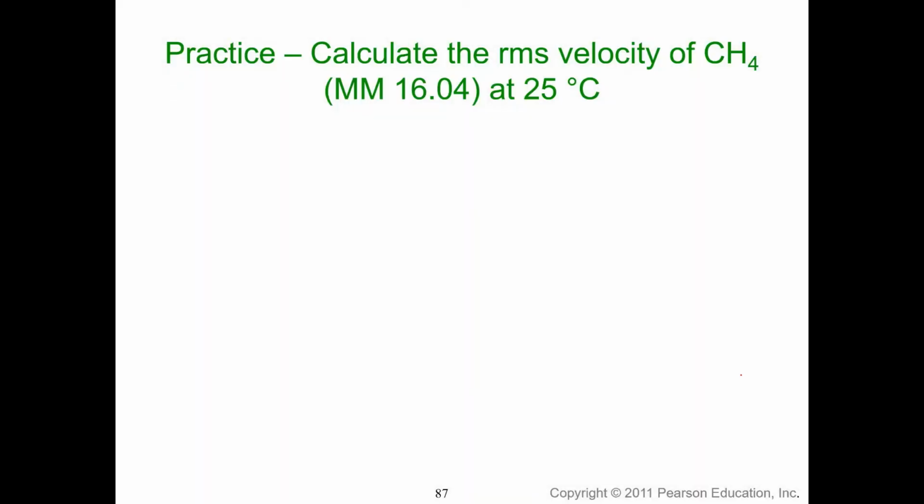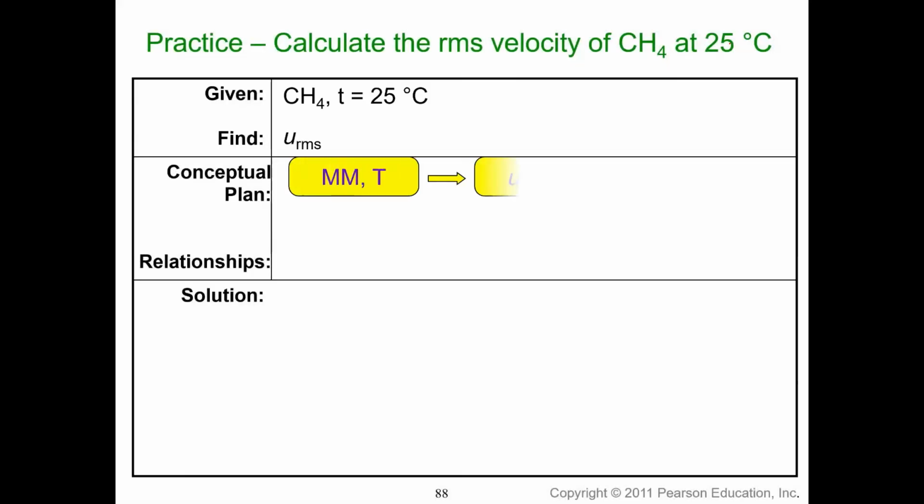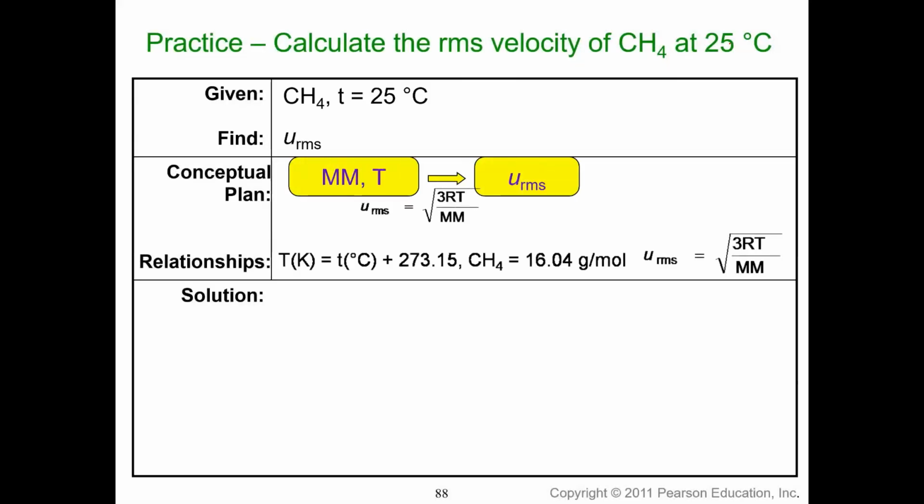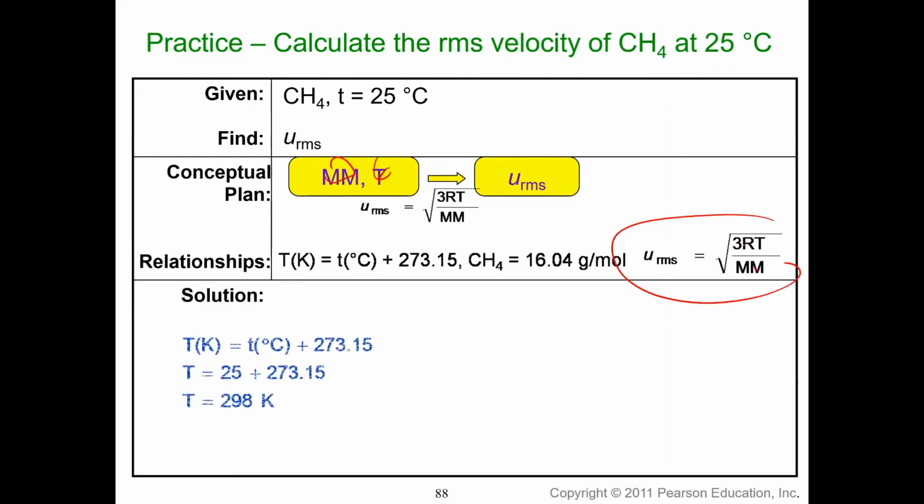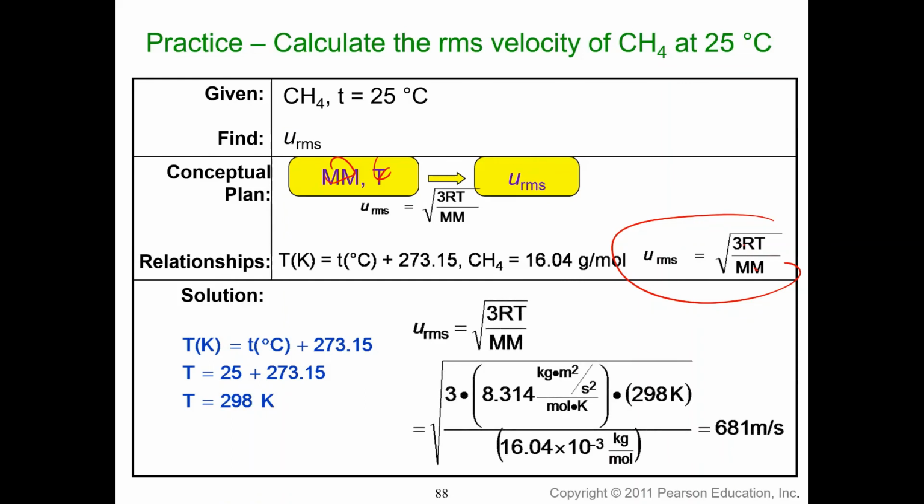Again, this is for methane. Very similar. RMS of that. Okay. You need to have a molar mass and you have to have temperature. This is a formula right there. Temperature, use Kelvin, put it there and solve it. That's it.